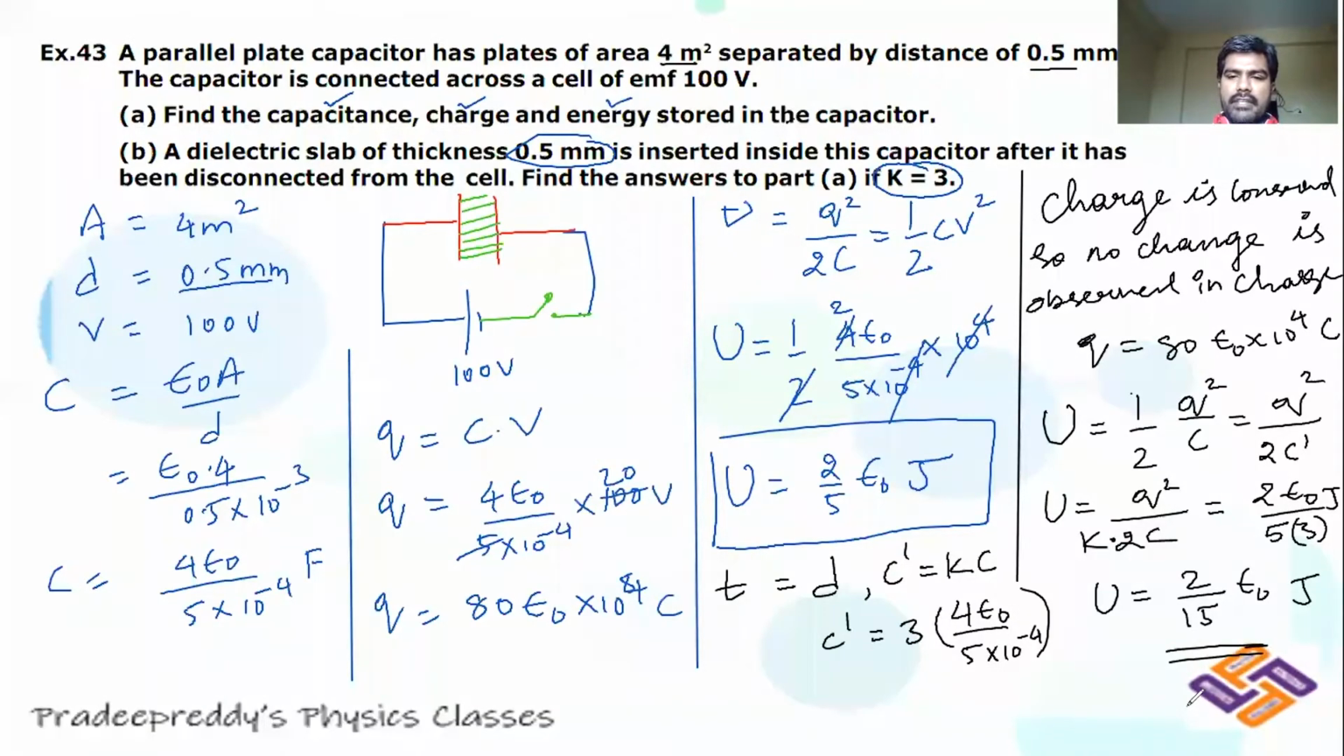Charge remains the same. Capacity increases by K times. This is what we have learned already in the previous lecture.